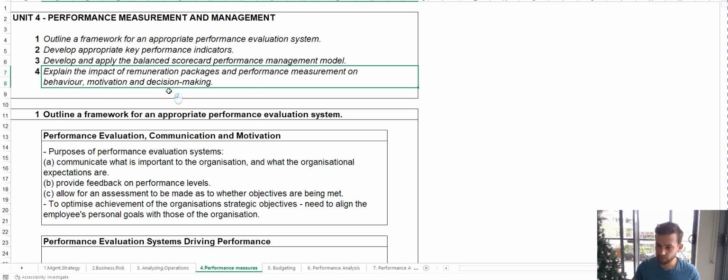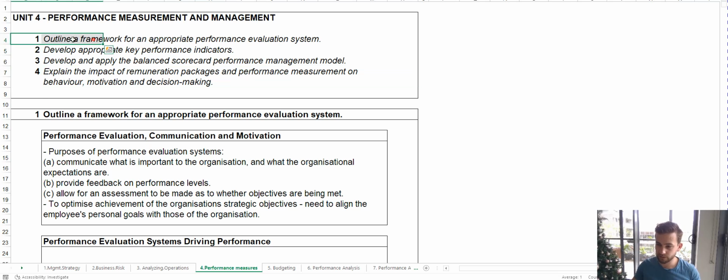Number 4, explain the impact of remuneration packages and performance measurement on the behavior, motivation, and decision making. And this is just talking about the psychology between bonuses, for example, certain salary levels and so forth. What is the impact of that on behavior and motivation? For example, if you've got a staff member with a bonus to hit a profit in one period, they might want to kitchen sink or pile up all the profit in one period and make it not as good as in the second one, because in their position they get a higher bonus than if they had just done it organically. So that's just an example.